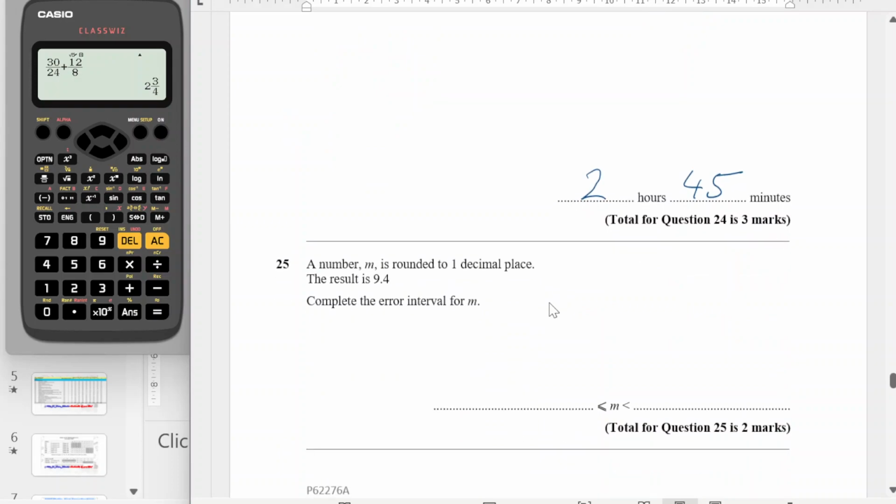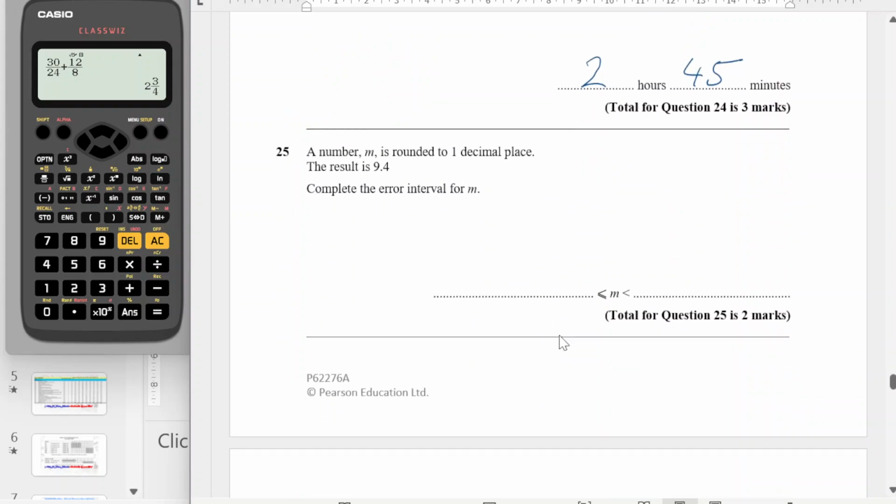Okay, question 25. A number is rounded to 1 decimal place. The result is 9.4. What's the error interval? So it's been rounded to 9.4 as opposed to 9.3 or 9.5. So we're looking at the minimum value and the maximum value. So it's going to be 9.35 and the maximum would be 9.45. And that's all we need for our error interval. Nice, quite straightforward. 2 marks right near the end of a paper.